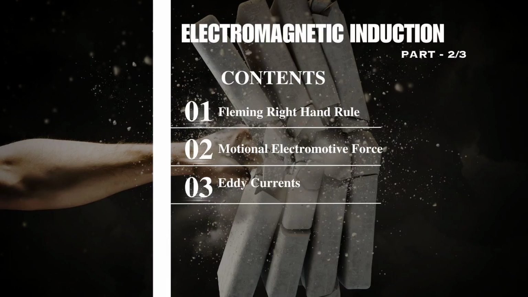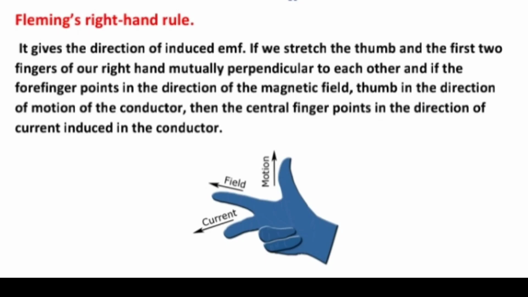This is the second part of the chapter Electromagnetic Induction. In this part, we are going to study motional EMF, eddy currents, their advantages and some disadvantages, and also the most important topic, Fleming's right hand rule. So firstly, we are going to learn about Fleming's right hand rule.